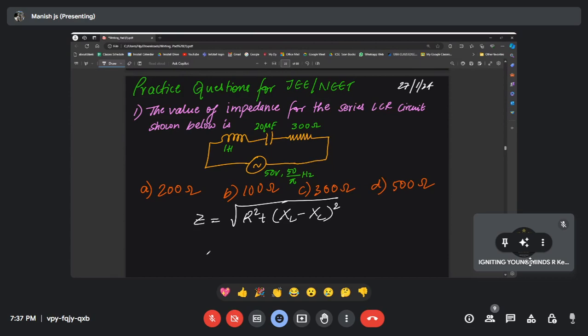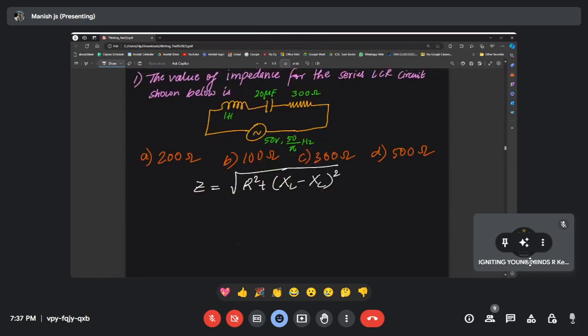R is already given as 300, but for XL minus XC, you will have to calculate the values. XL is the inductive reactance and XC is the capacitive reactance, which have their appropriate formulas. So how is XL calculated? It is given by omega L. That's right. Same way, what is XC? 1 by omega C. Yeah, it is 1 upon omega C.